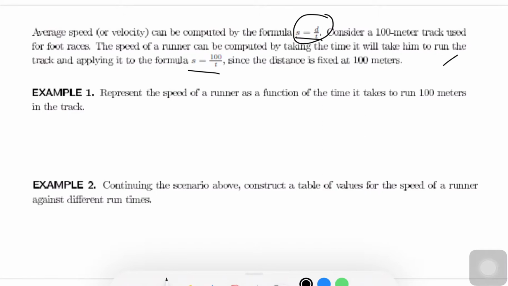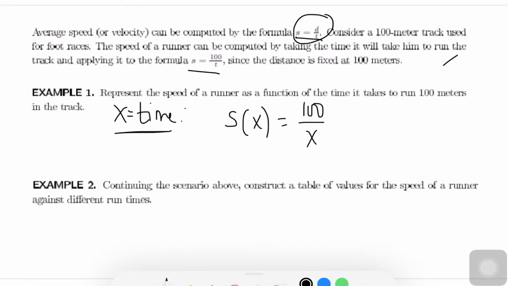Example 1. Represent the speed of a runner as a function of the time it takes to run 100 meters in the track. Say for example, x is our variable for the time. So the speed will be s of x equals 100 over x. So this is now our function, because our x is our time from here.